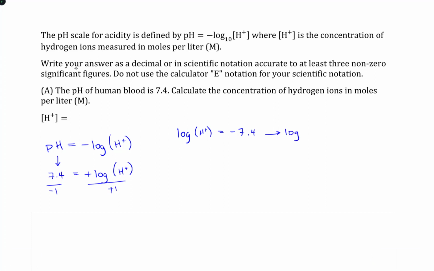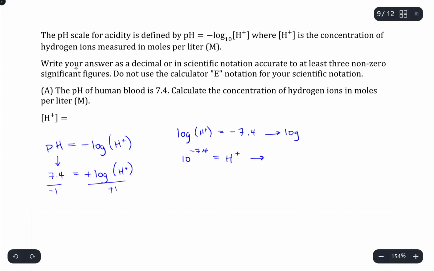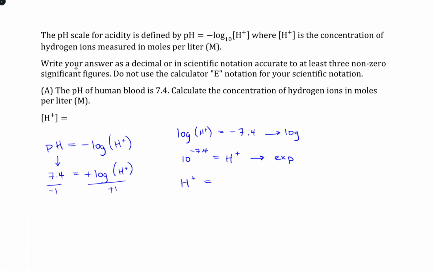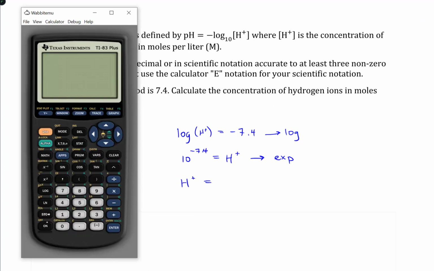If I change it to exponential form, I need a base, and since this is a common log, the base is 10. The exponent is negative 7.4 because the result of a logarithm is always an exponent, and that's equal to H positive. So this is now in exponential form. And I can easily solve for this value H positive by using the calculator to come up with whatever 10 to the negative 7.4 power is. So let's open up the calculator and see what we get. So 10 raised to the negative 7.4 power.